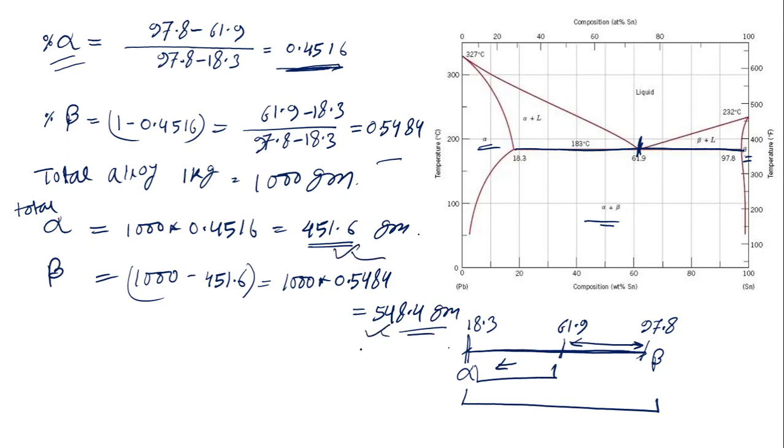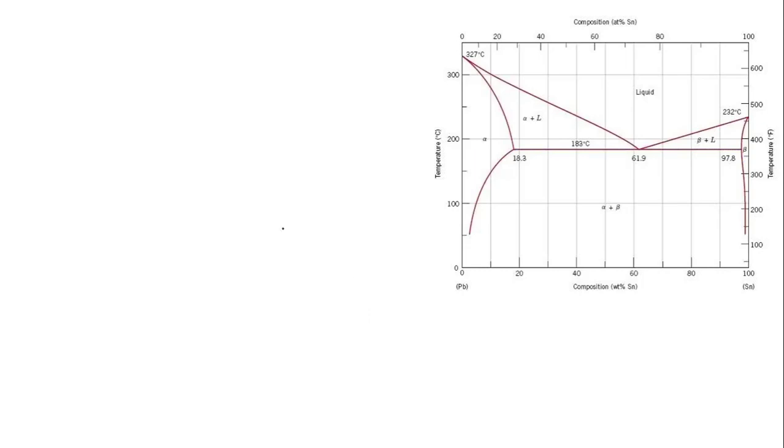But what we want is that in this 451.6 gram, how much Sn is present and how much Pb is present. Similarly, in this 548.4 gram, how much Sn is present, how much Pb is present. So let's first consider the alpha phase. Okay, first consider the alpha phase, and we know the total alpha is 540. How much was it?